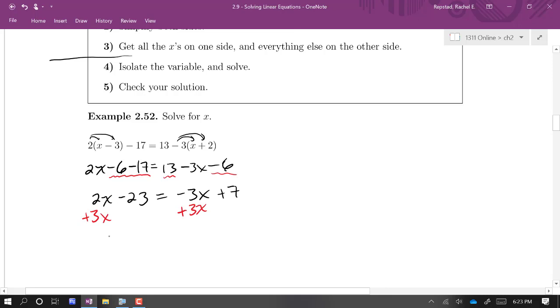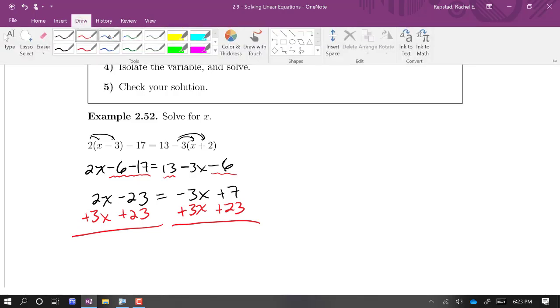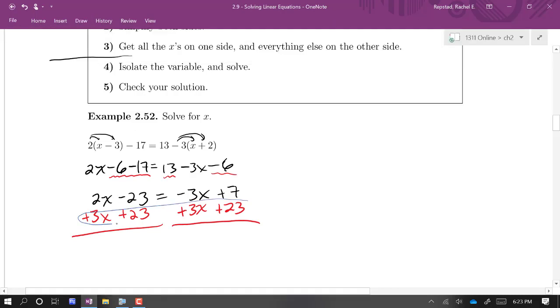And if I'm getting everything without an x on the other side, that means that I want to add 23 to this side. Right, that's what will get rid of the 23. That means I have to add 23 to this side. So notice, in this line right here, I am performing the same operation on both sides. The result is the equation 5x on the left, no constants. On the right, I've got no x's, but I've got equals 30.